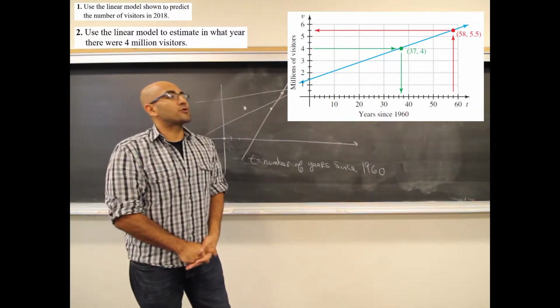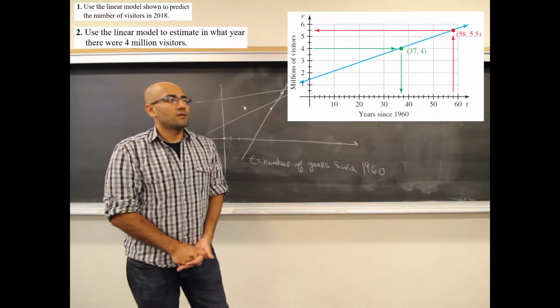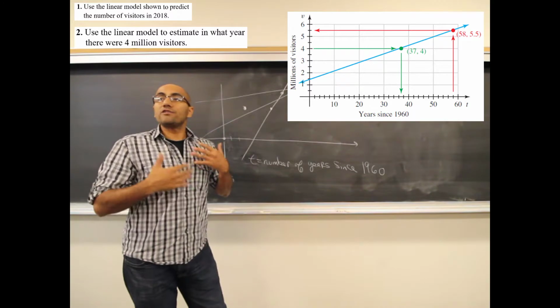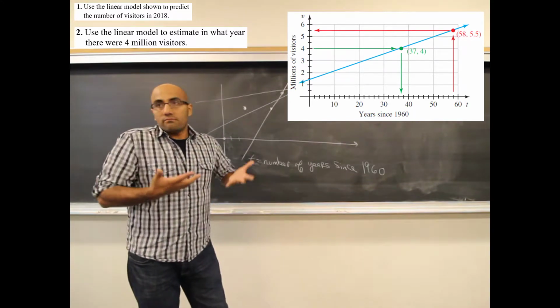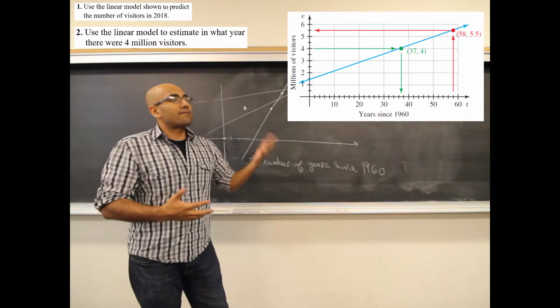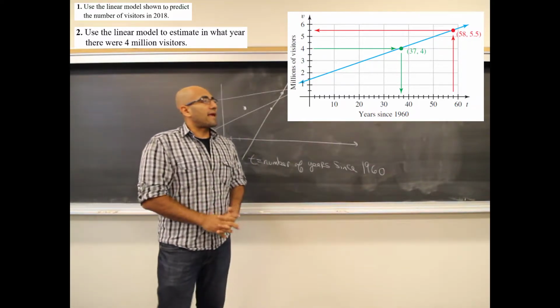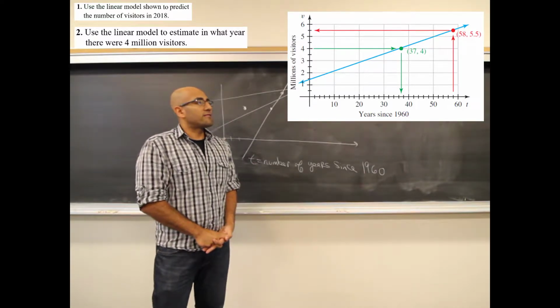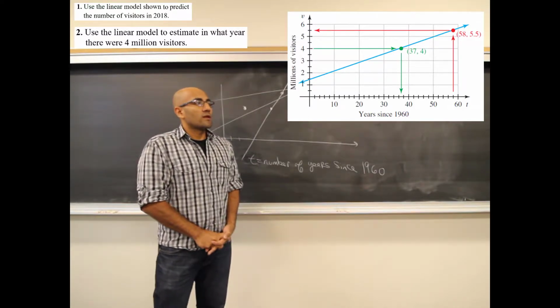So 37, which would correspond to what year? 1997. So we would say, according to my model, meaning I'm guessing, my best guess is that 1997 was the first year that the Grand Canyon saw 4 million visitors. Any questions so far?